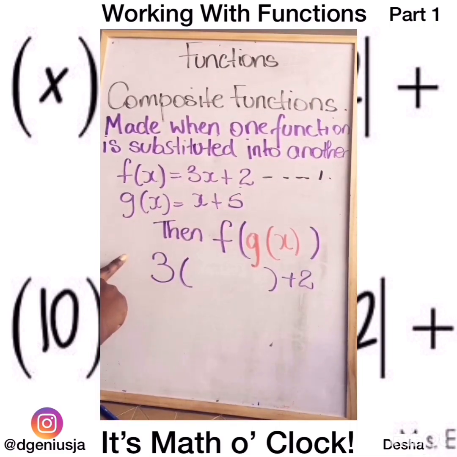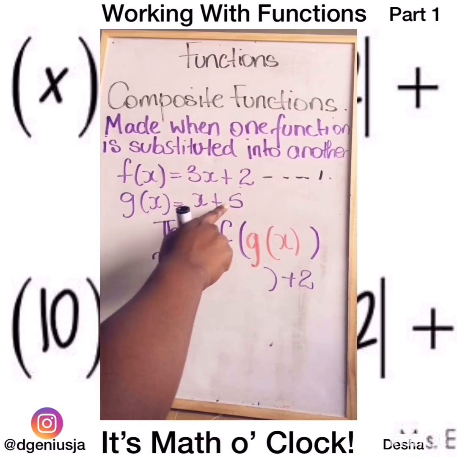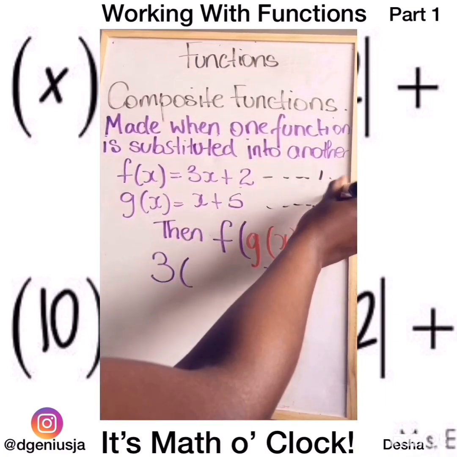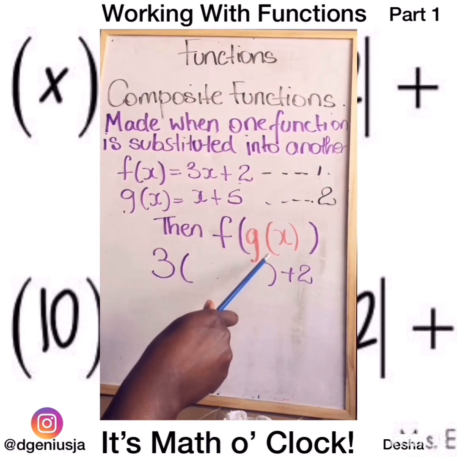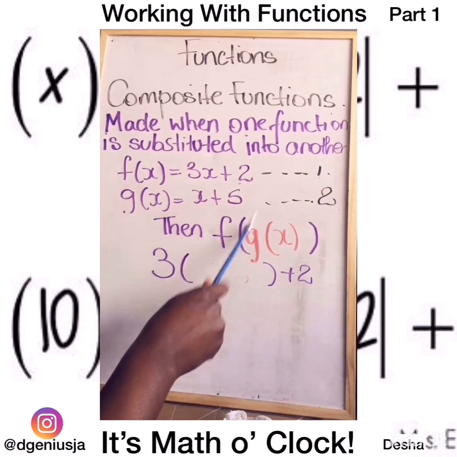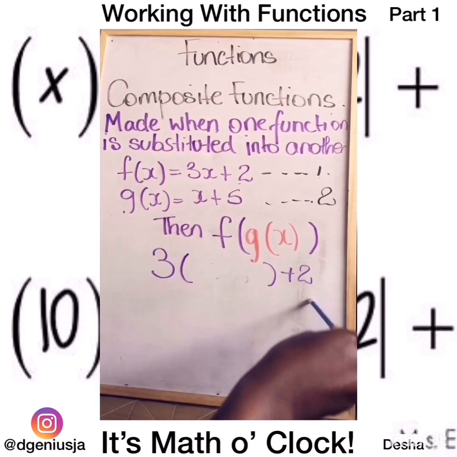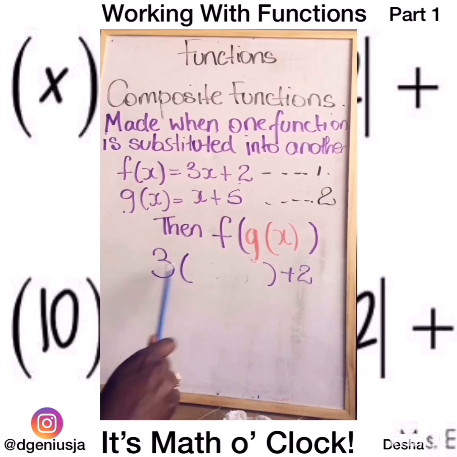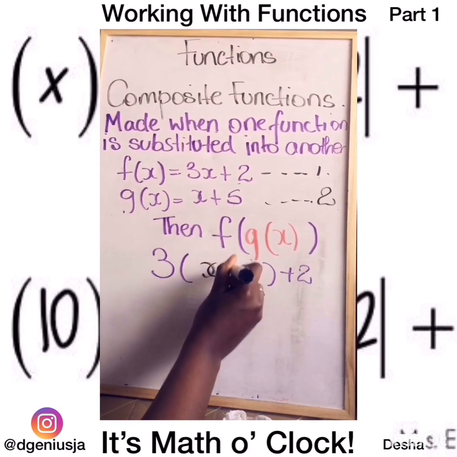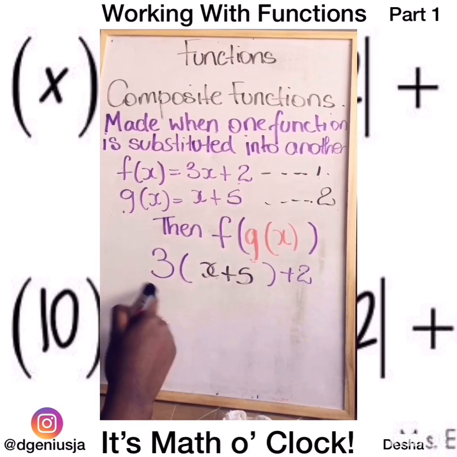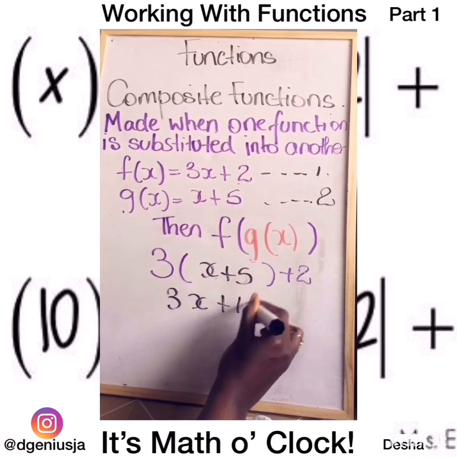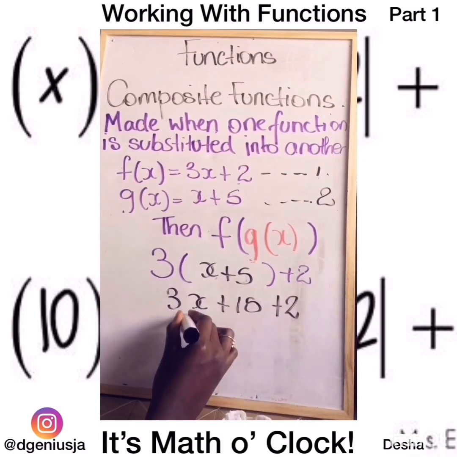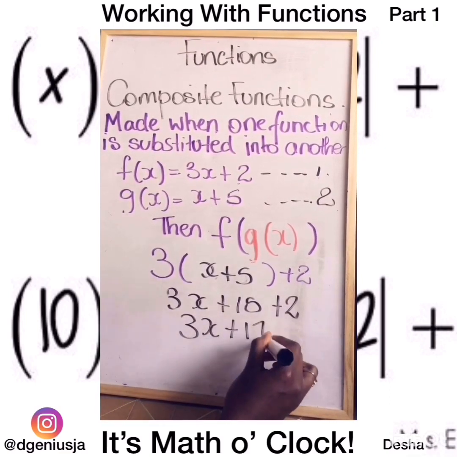Let us look at the second function. G of x is equal to x plus 5. I'm going to call this 2. To find f of g of x, we're literally going to input the value of g into x. This was the original function of f, 3x plus 2. Inputting g would give us 3 times x plus 5, as g was x plus 5. This would give us 3x plus 3 times 5, 15, plus 2. This results in 3x plus 17.